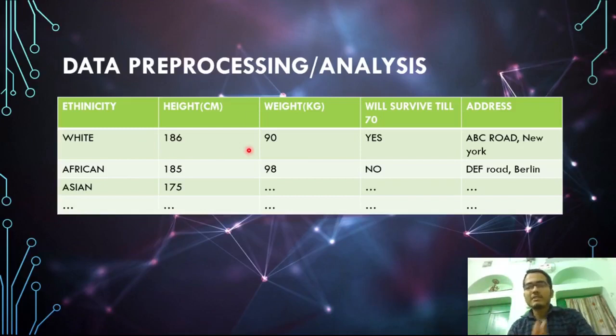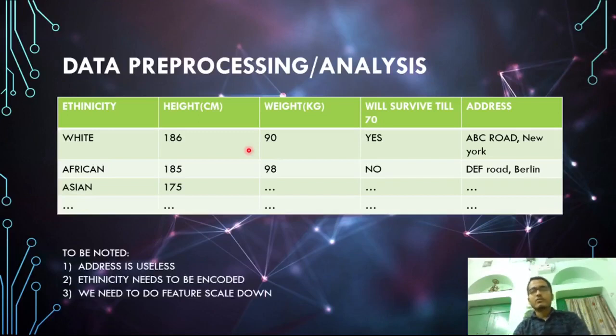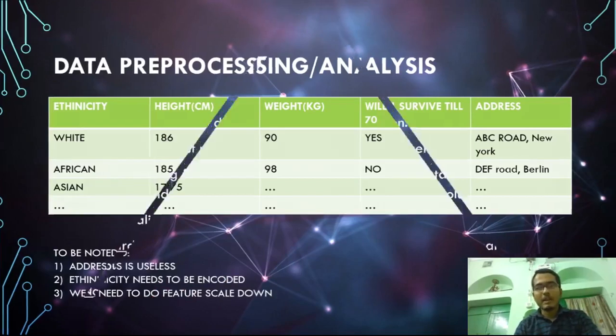So from this simple table, as a data scientist, you need to understand so many things, and then you will proceed with your coding. So to be noted, address is useless here as we discussed. Ethnicity needs to be encoded with 0, 1, 2. We need to do feature scale down. Feature scale down means it ranges 0 to 1 and 0 to 2 and 0 to 1, and we cannot plot it with 186, 185. These are very huge values with respect to this. So we need to scale everything down. So in this video, we will understand two methods of scaling. One is standardization and the other is normalization.